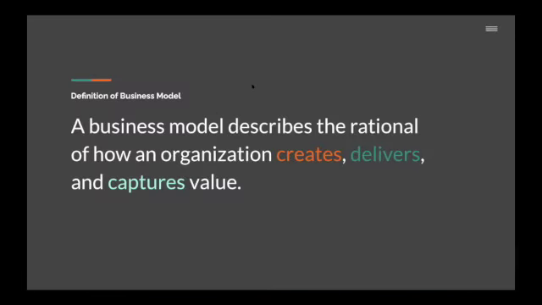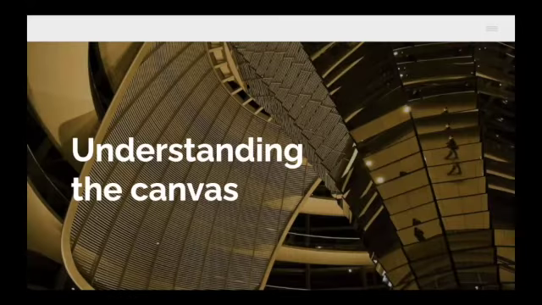So what's the point of a business model, or what's a definition? It describes the rationale of how an organization creates, delivers, and captures value. Value is a term that's used in business school to define many different things. We'll actually learn what that definition means to us when we're building out a business model.